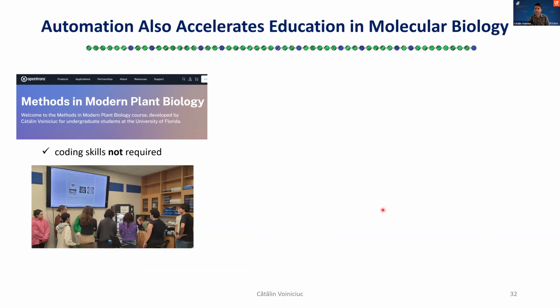So recently, this spring, I started teaching some of these principles to undergraduate students at the University of Florida. This is work that was done in partnership with the Opentrons Education Initiative. We have a course that you can download online from the Opentrons website, where, again, no coding skills are required, and yet students go from not knowing how to pipette to cloning their own carbohydrate active enzymes within 12 classes.